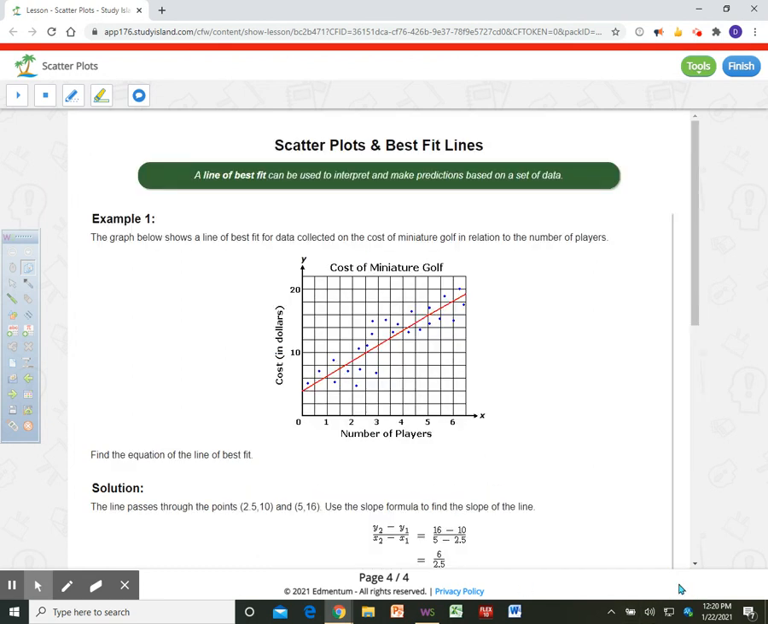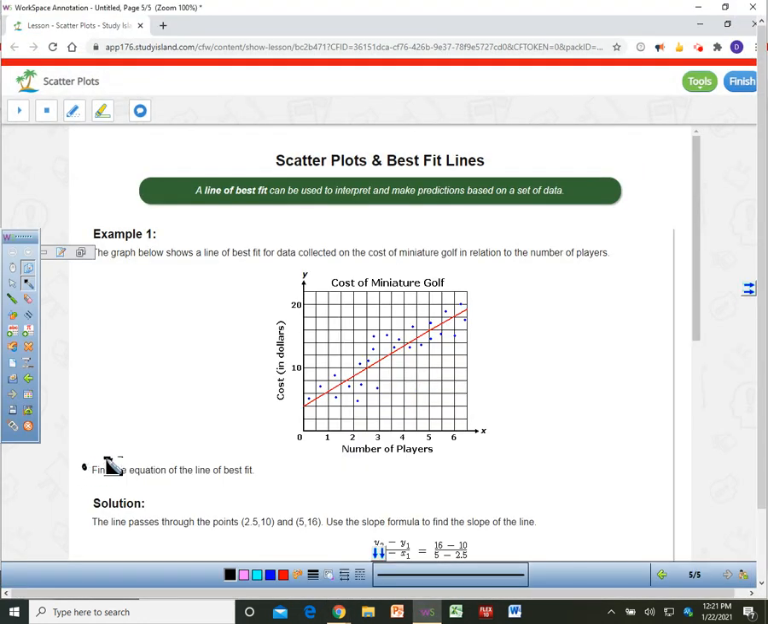And the last thing we're going to talk about is writing an equation for a line of best fit. So what they want you to do is, the graph below shows a line of best fit for the data collected on the cost of miniature golf in relation to the number of players. So the number of players and the cost. If you have 3 people, it's going to be about that much. So when we have a problem like this, they want us to write the equation of the line of best fit. There's a couple things we need to do.